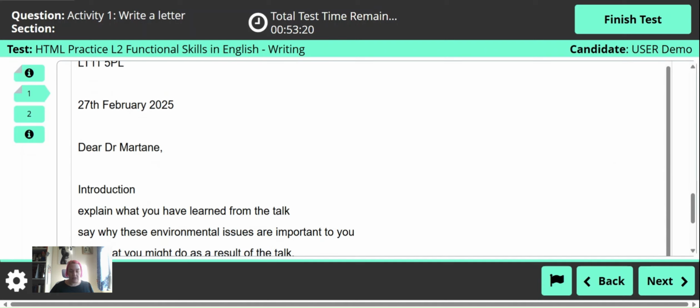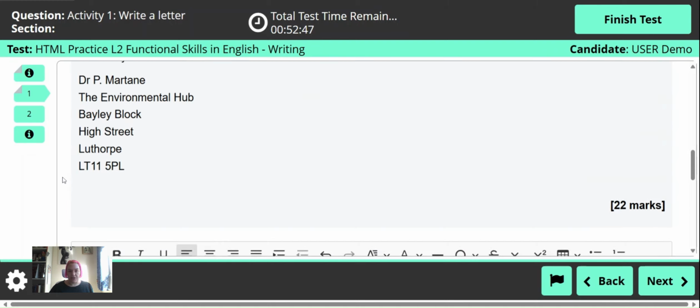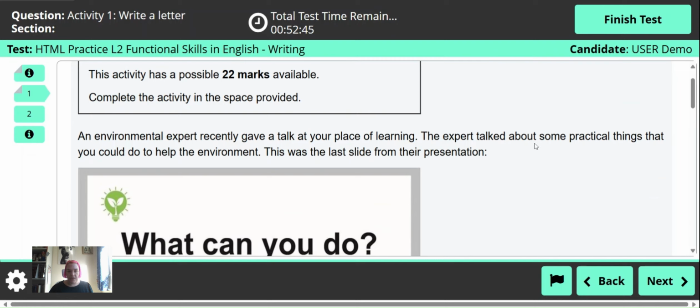In this case, we've been asked to write a letter of thanks, so we use those words. So something along the lines of, I am writing to give my thanks for, and again, it says in the question, the talk you gave at. Now it says my place of learning. If this was in reality, we would know that place. And as such, I'm going to just use the name of our wonderful company, SCL Education. So I'm writing to give my thanks for the talk you gave at SCL Education on, now what was the talk on? It was on environmental issues, but let's be a bit more specific.